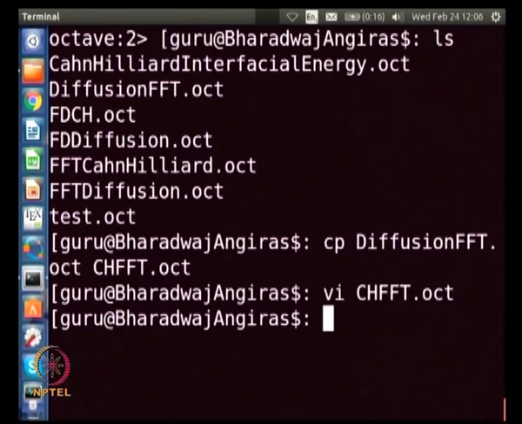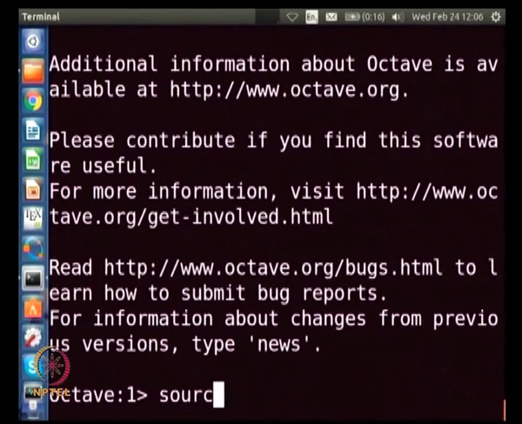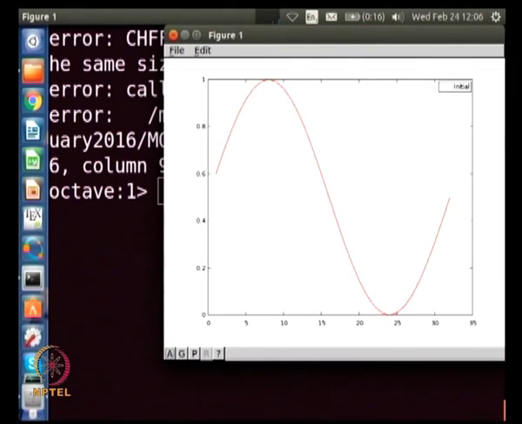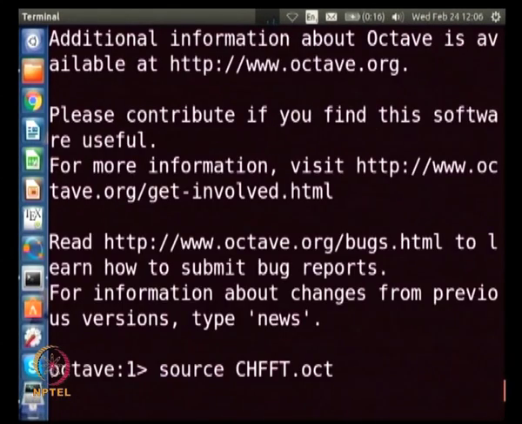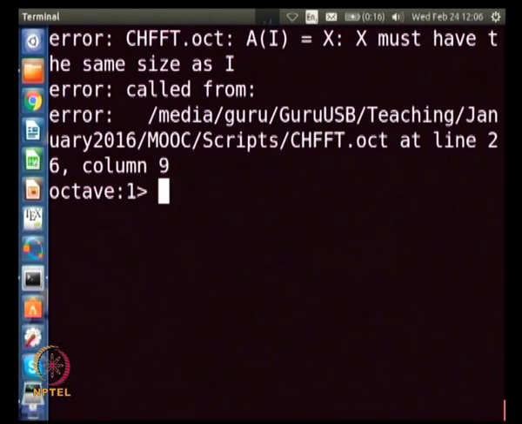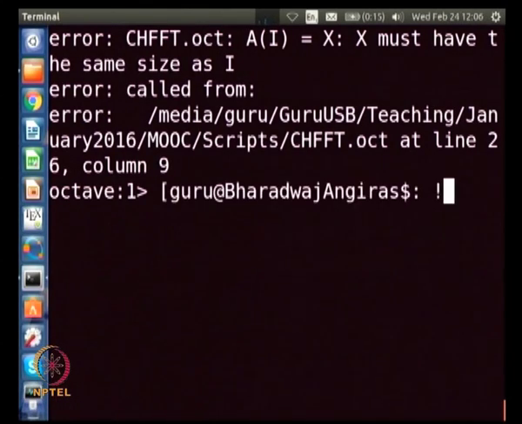Okay. So, now let us run this. Cahn-Hilliard FFT.OCT. Okay. So, there is a problem. What is the problem? Line 26 column 9. Okay.